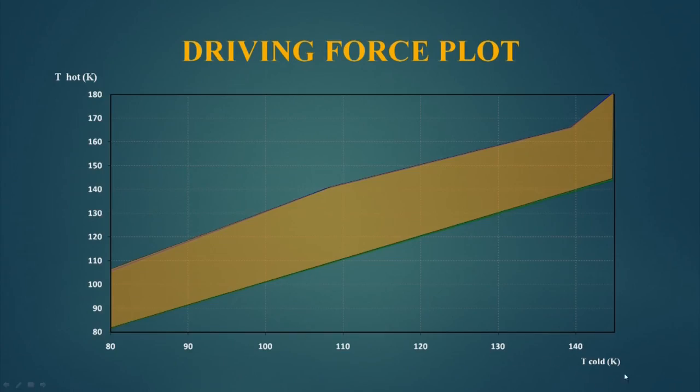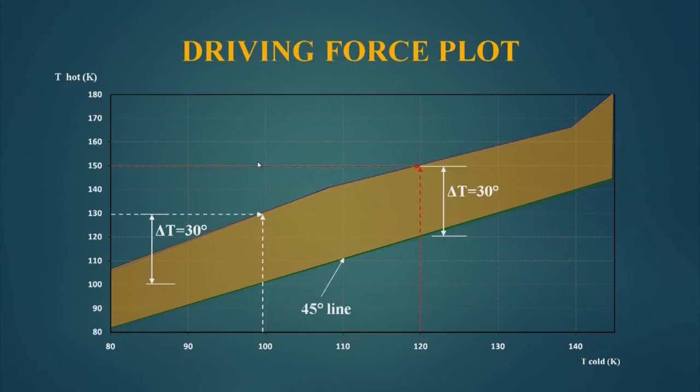Now, this is the natural driving force which is available with the problem. It is plotted between T cold and T hot, and this is plotted using the software HINT. This is a 45 degree line, and for 100 degree cold temperature, the hot temperature is 130 degree and the difference is 30, from this point to this point. Similarly, here for 120 degree cold temperature, the hot temperature is 150 and the difference is 30. So, this is how this driving force is read.